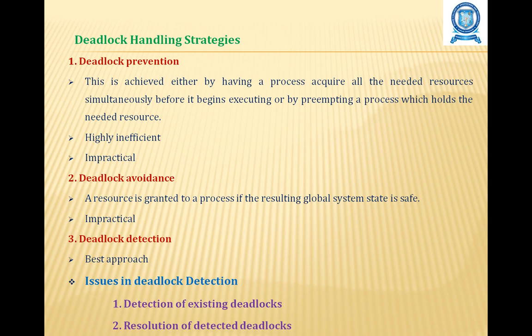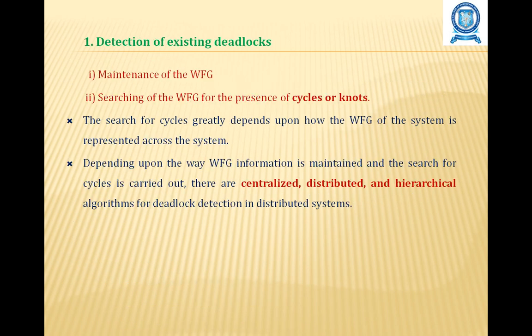Here we are facing two issues in deadlock detection. Those are detection of existing deadlocks and resolution of detected deadlocks. First one is detection of existing deadlocks. Detection of deadlocks involves addressing two issues: maintenance of the wait for graph and searching of the wait for graph for the presence of cycles or knots.